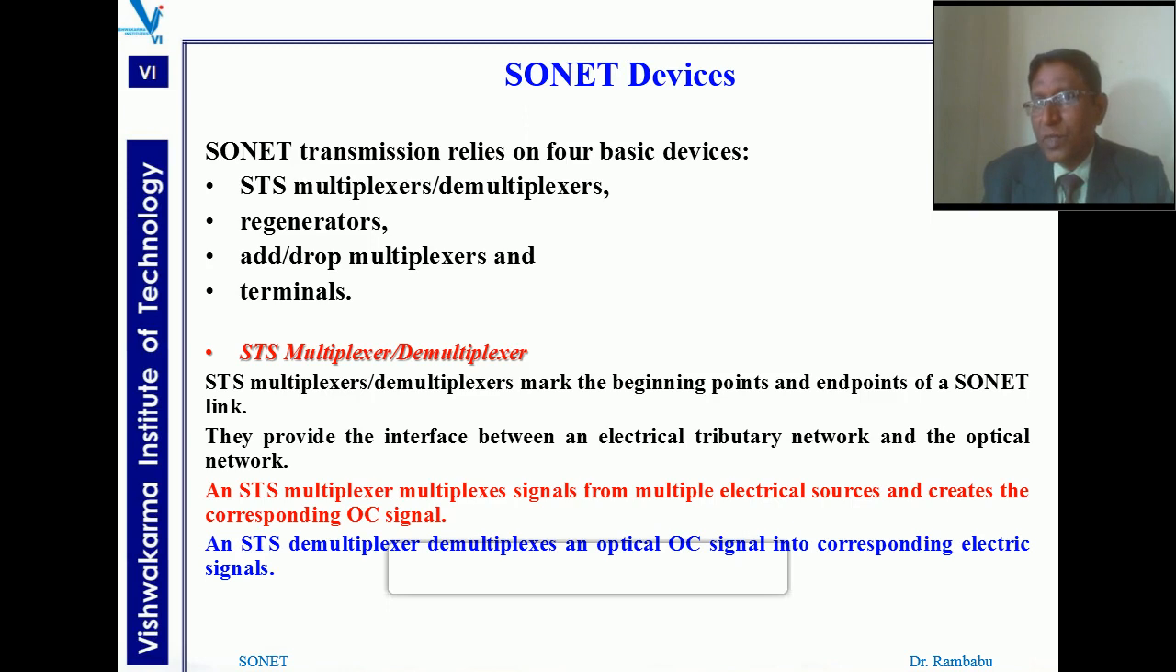The synchronous network, SONET, can integrate different types of networks like LAN, PAN, and WAN. That's what we have seen in this session. So they will convert the tributary network signals into optical signals. The STS multiplexer multiplexes the signals from multiple electrical sources and creates a corresponding optical signal. And the STS demultiplexer demultiplexes an optical OC signal into corresponding electrical signals.